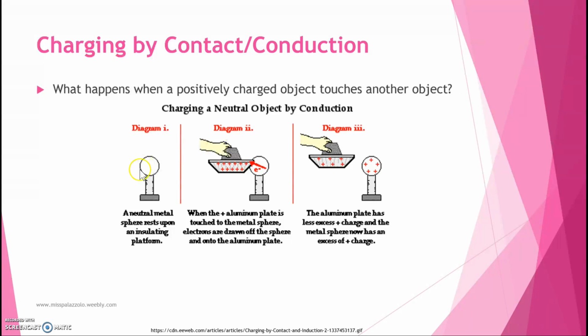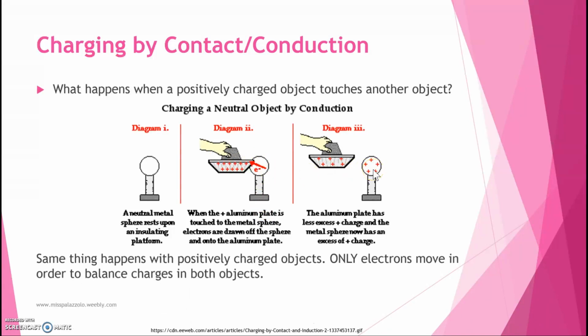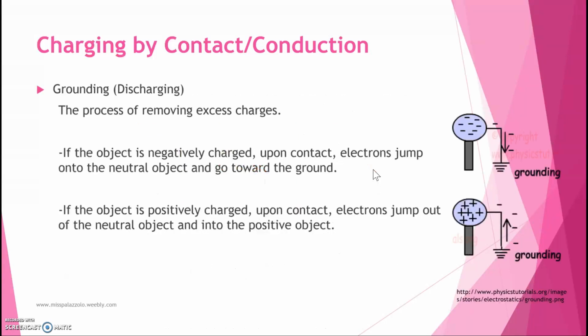In this example, we've got a neutral metal sphere which rests upon an insulating platform. When we bring a positively charged aluminum plate towards the metal sphere, the electrons actually come out of the neutral sphere, making the sphere have more of a positive charge. So it's the same thing that happens with positively charged objects. Remember, again, only the electrons are able to move in order to balance charges in both objects.